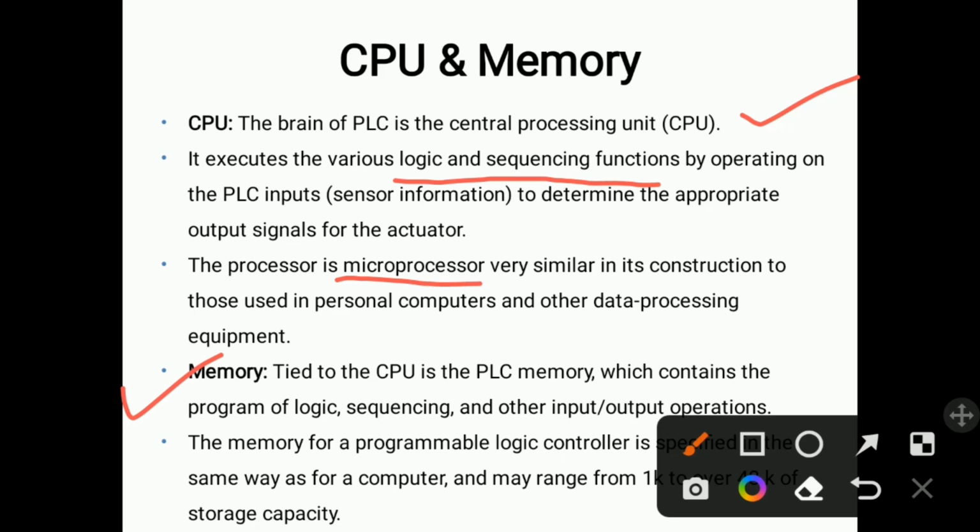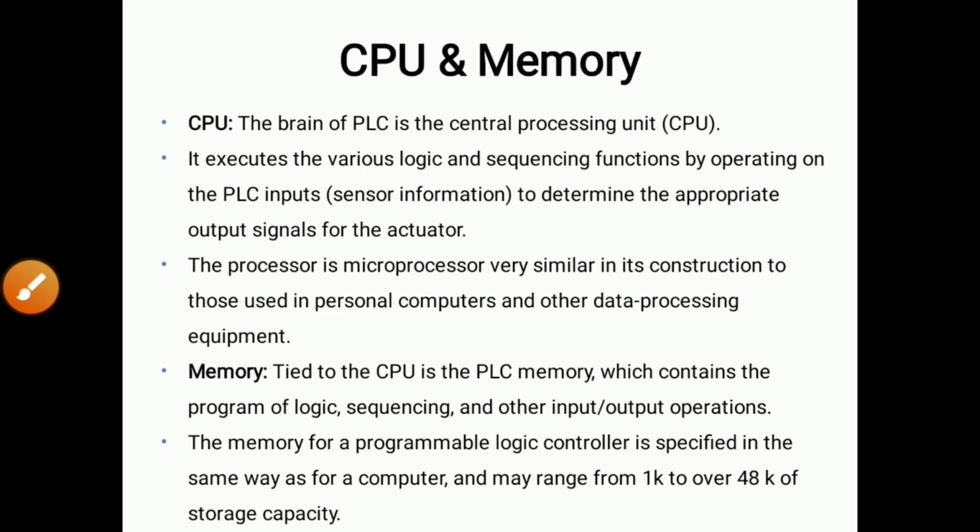Now, memory. What is memory? Tied to the CPU is the PLC memory, which contains the program of logic, sequencing and other input output operations. So memory consists of all types of programs. The memory for a PLC is specified in the same way as for a computer, ranging from 1 kilobyte to over 48 kilobytes of storage capacity. So it may have high storage capacity. This is the CPU and memory of the PLC.